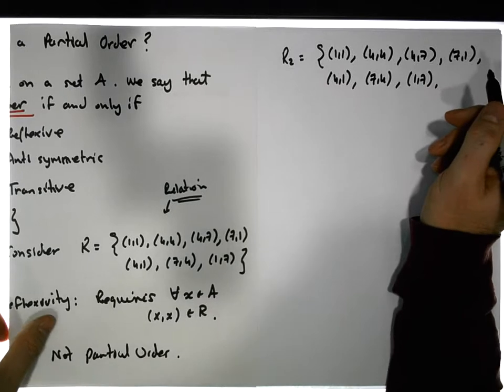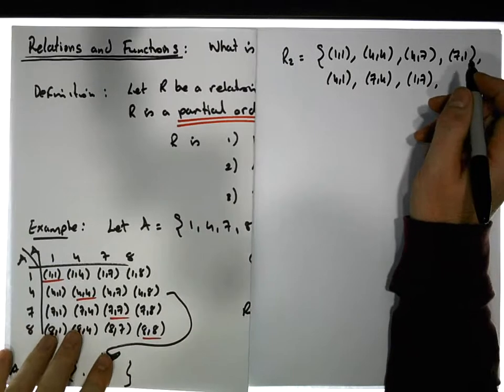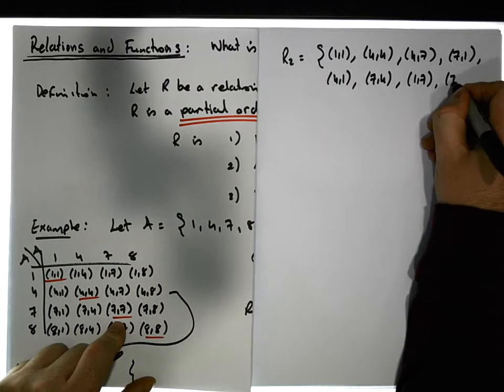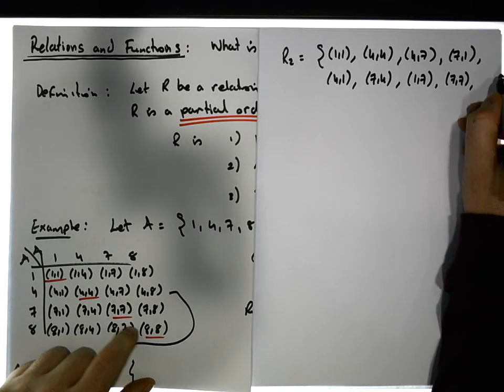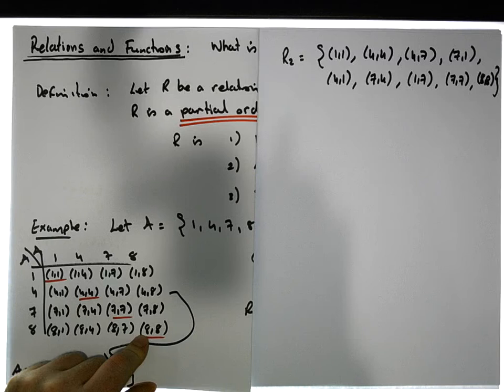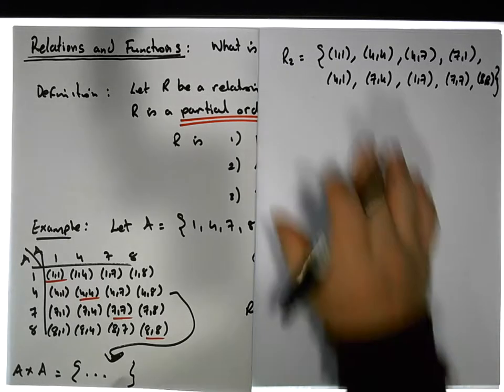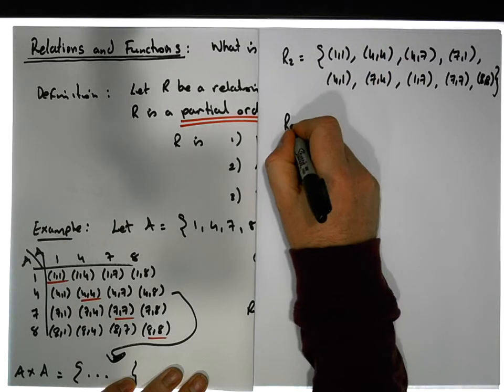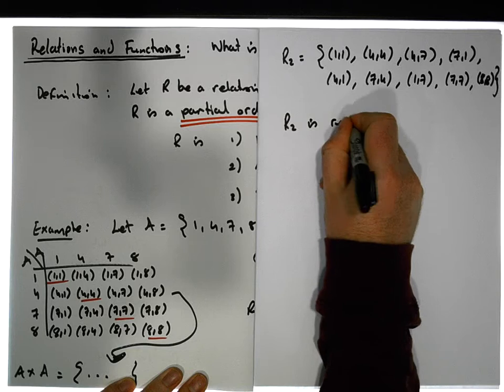And I suppose the reflexive pairs that are missing are 7-7, okay? And finally, 8-8 has to go in here. So we have 8-8 in here, and this is this new relation R2. So this relation R2 is reflexive, isn't it?